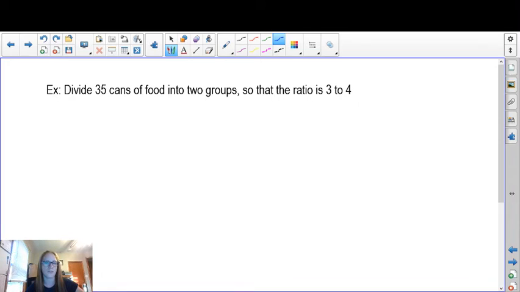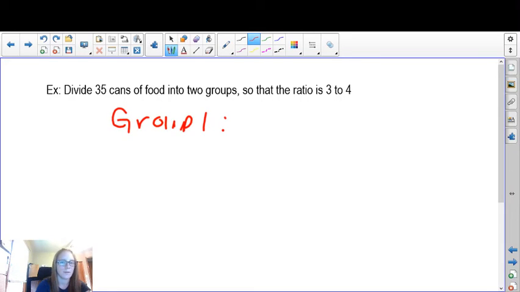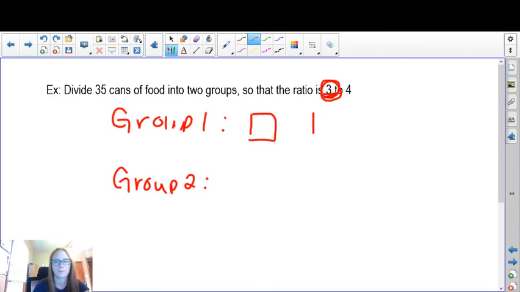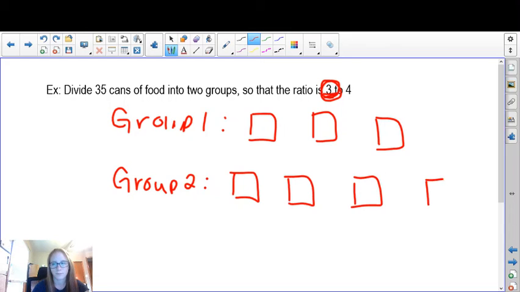Next one, divide 35 cans of food into 2 groups so that the ratio is 3 to 4. So we're going to start exactly the same way. I have my 2 groups. Again, the 3 comes first, so that's how many are going to be in 1. And then I have the 4 come second. So I have a total of 1, 2, 3, 4, 5, 6, 7 boxes.